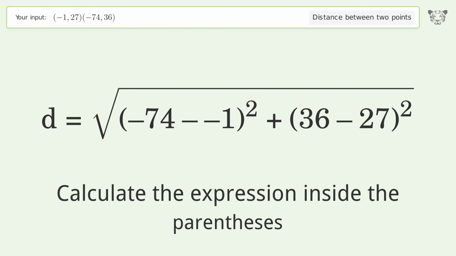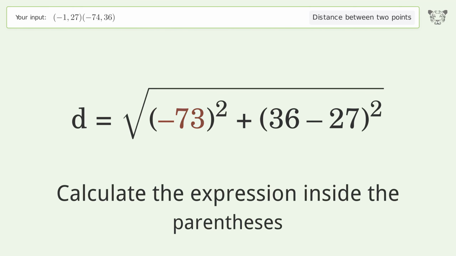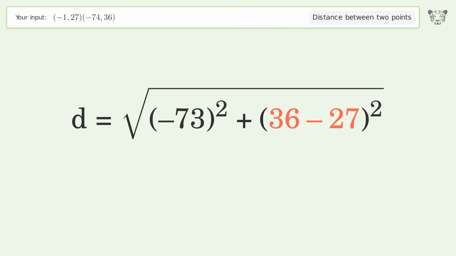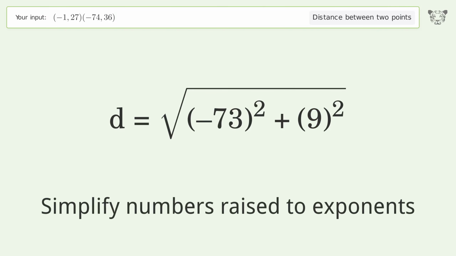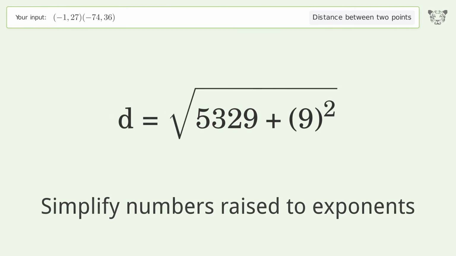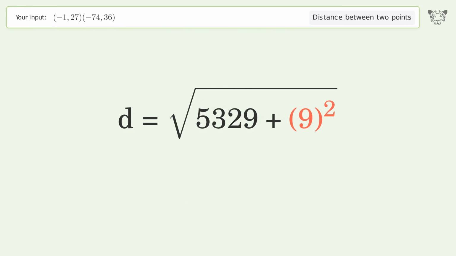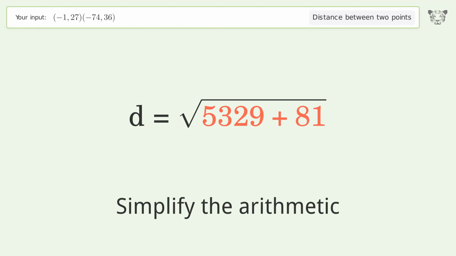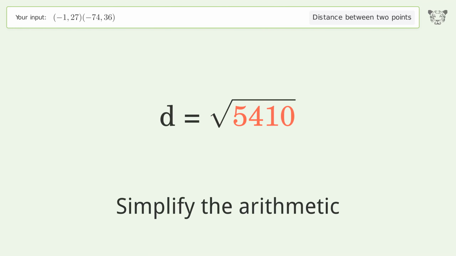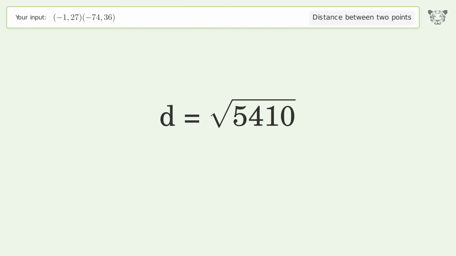Calculate the expression inside the parentheses. Simplify numbers raised to exponents. Simplify the arithmetic. And so the distance between the 2 points is the square root of 5,410 or 73.553.